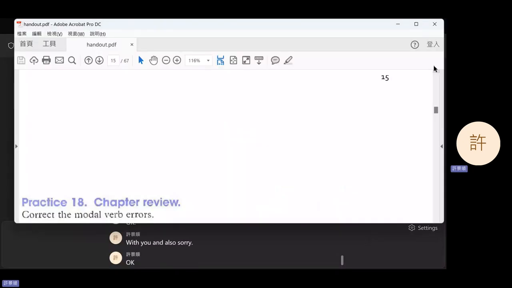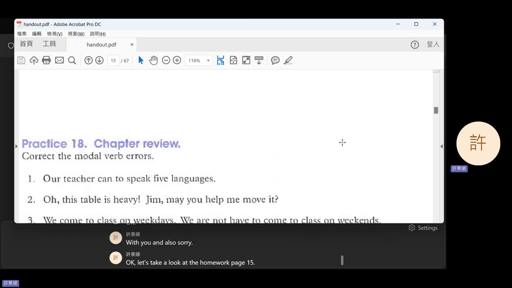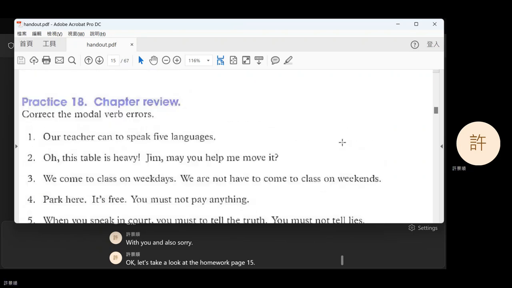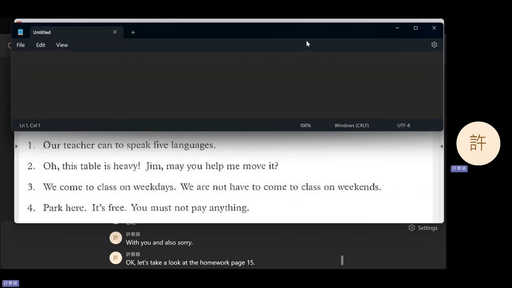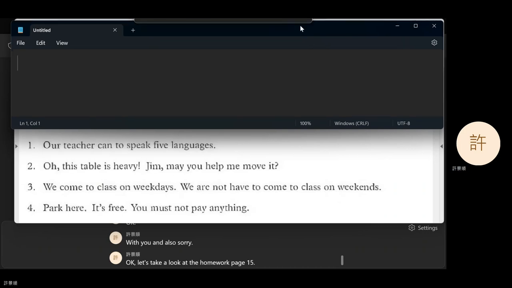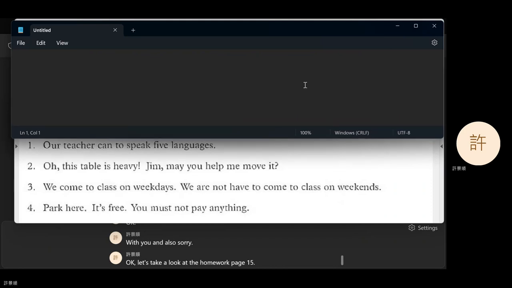Okay, let's take a look at the homework, page 15. Number one, our teacher can speak 5 languages.